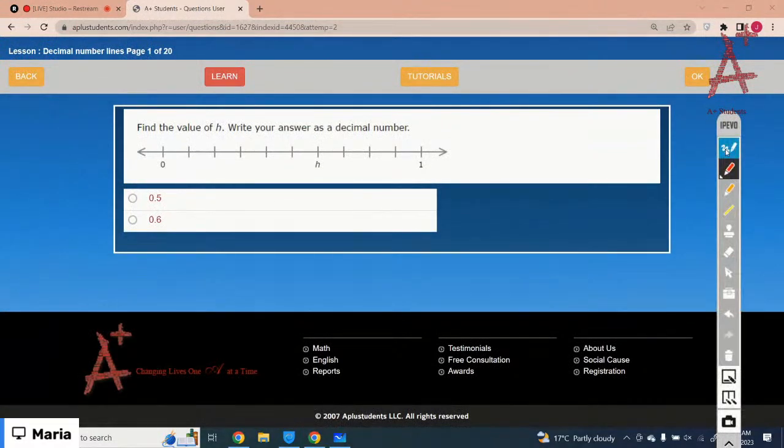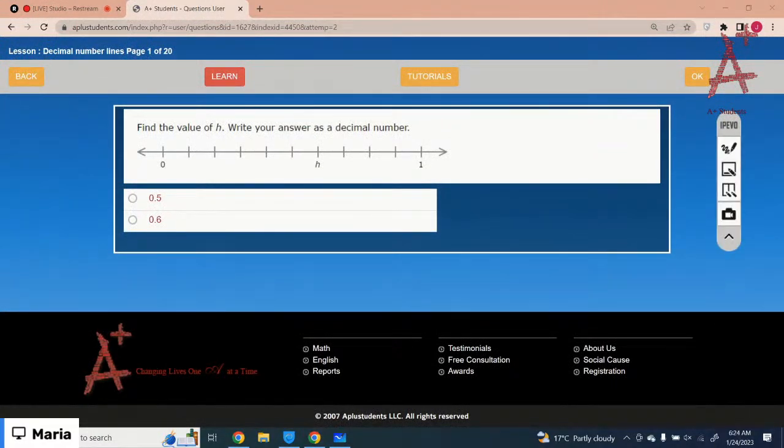Okay, find the value of h, write your answer as a decimal number. So what is the value of h? It is 1, 2, 3, 4, 5, 6. So h equals 0.6. That is the sixth line. Yes, very good. That would be 0.6.